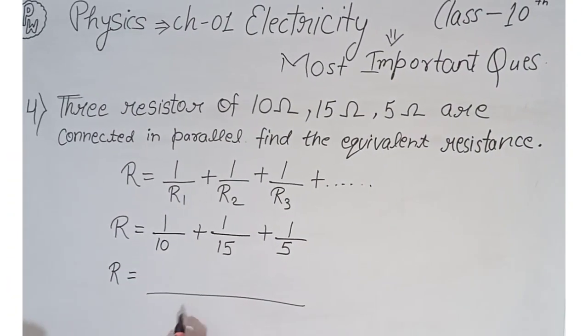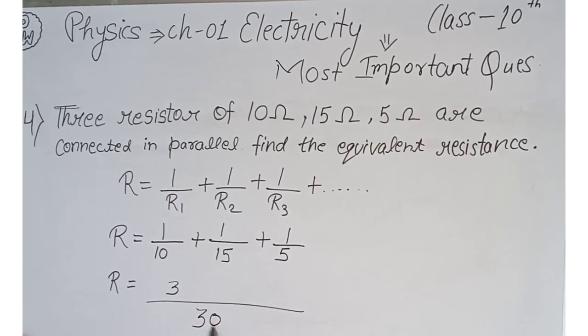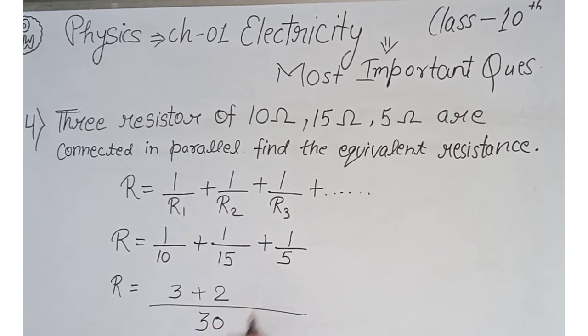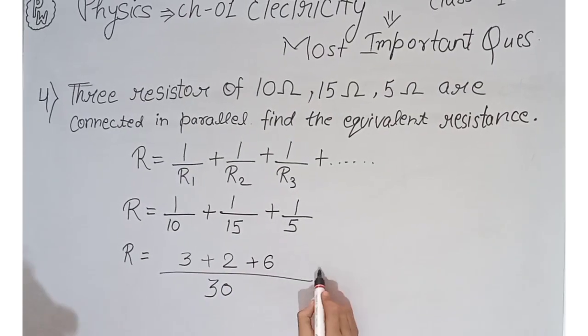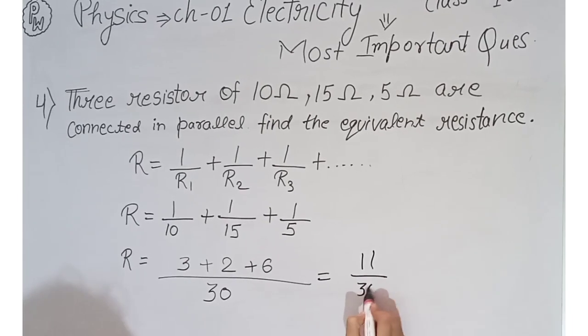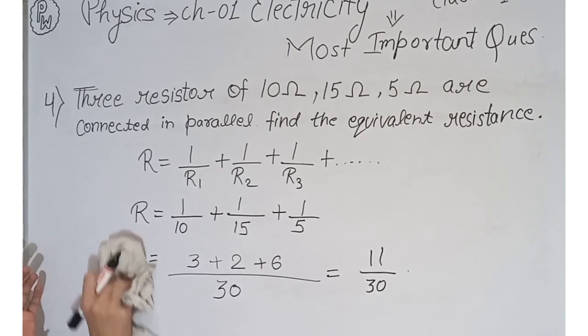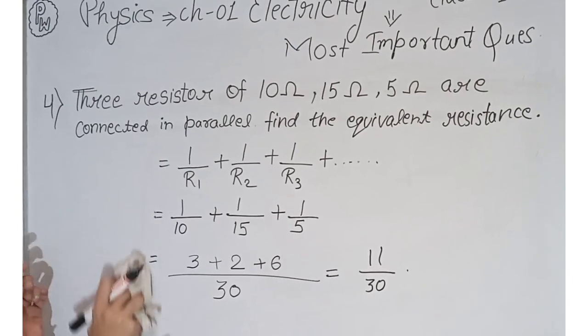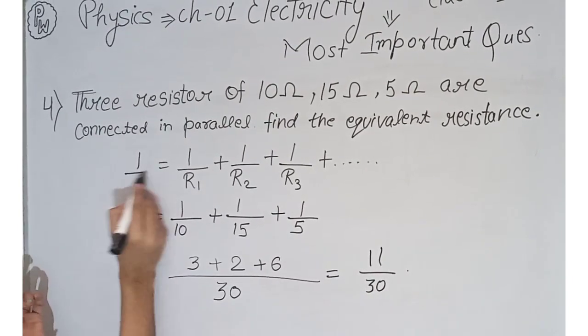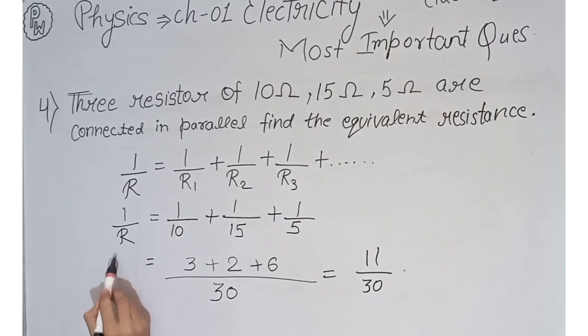Now write 10 ohm in place of R1, 15 ohm in place of R2 and 5 ohm in place of R3. Now solve it normally. You can see here I made a mistake: I wrote R equals 1 upon R1 plus 1 upon R2 plus 1 upon R3, but here it will be 1 upon R equals 1 upon R1 plus 1 upon R2 plus 1 upon R3. It is a small mistake, so I am very sorry. Now you can correct it.